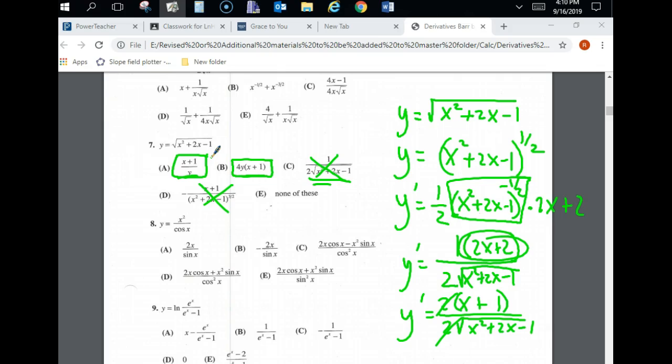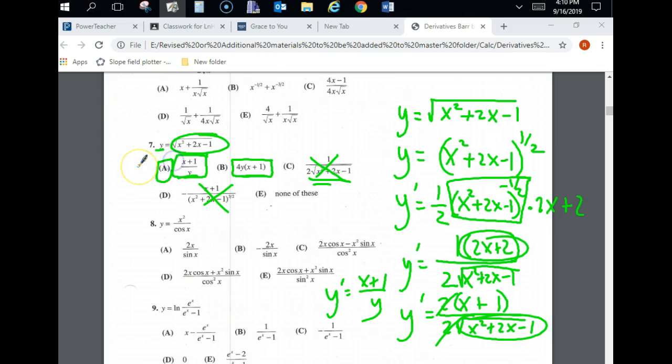Well, what is y? Y is this, right? Do we have that in our answer anywhere? We do. We have it on the bottom. So I can replace that with y, which would give me y prime is equal to x plus 1 over y. And so it's this one.